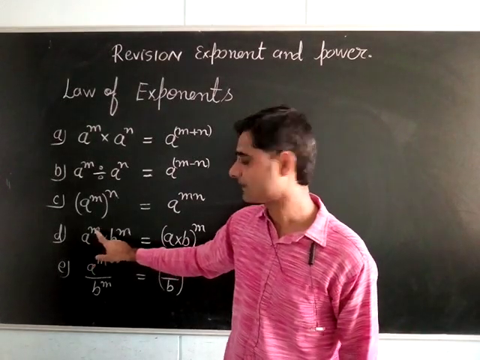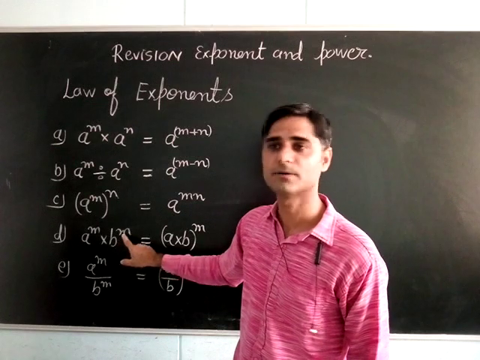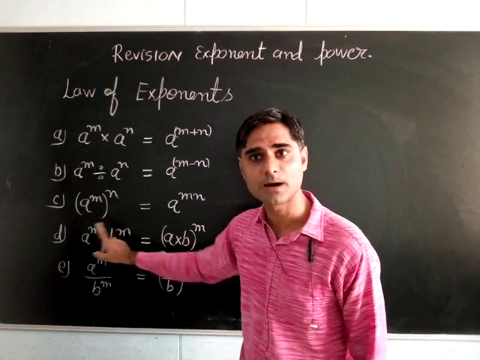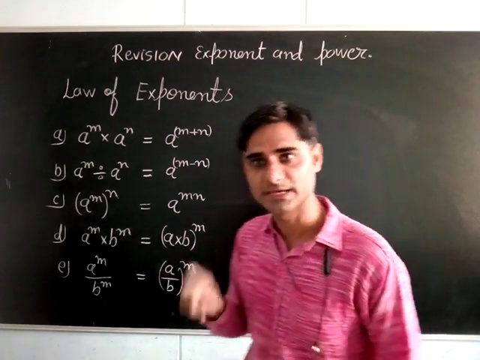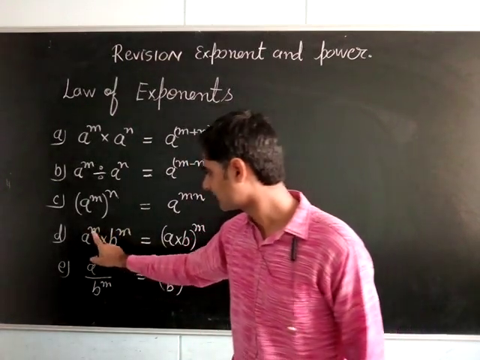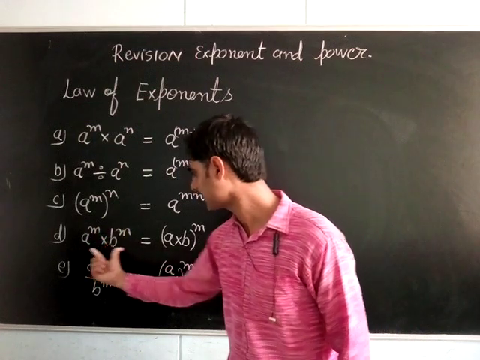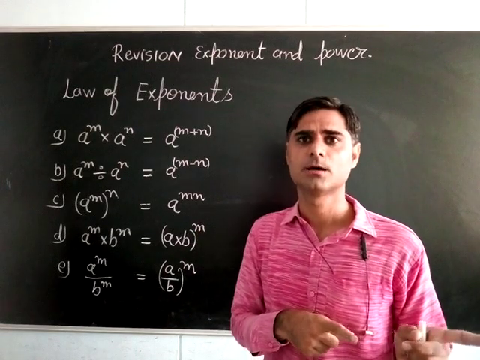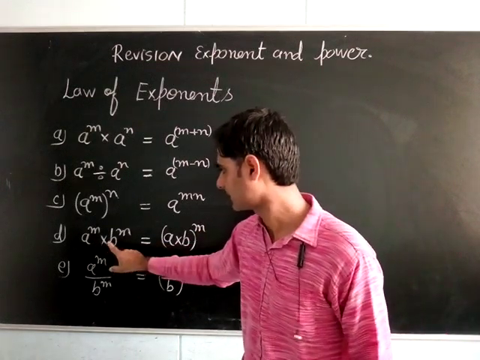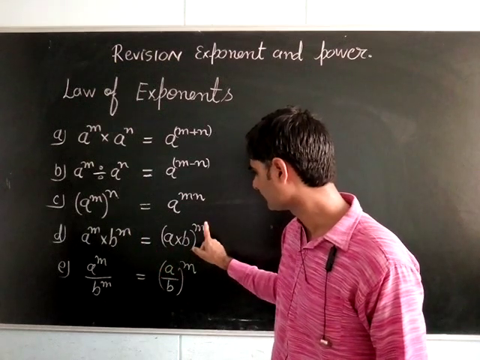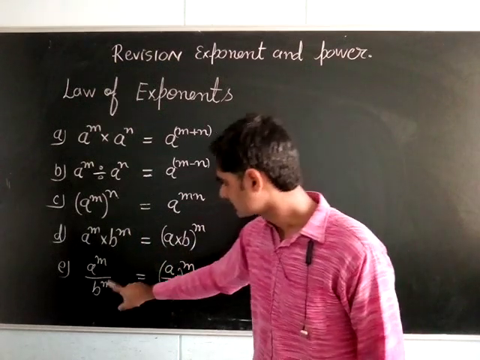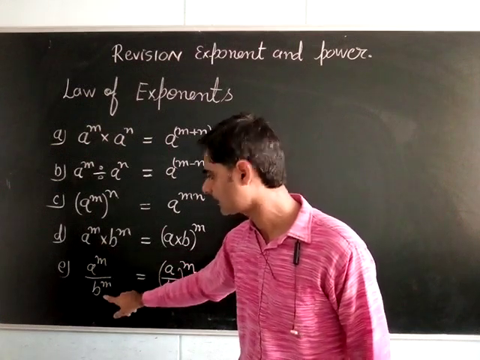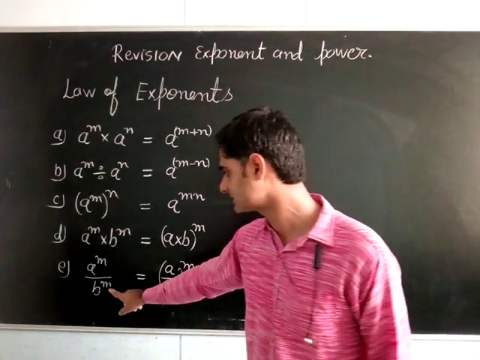Next is a power n and b power n. Okay, this time bases are different but powers are same. If powers are same, then we can multiply the bases and take the common power. We will use this when we solve problems. So a multiplied by b will be with power n. Same here, this is in multiplication. If we divide a power n and b power n, now here division is there.